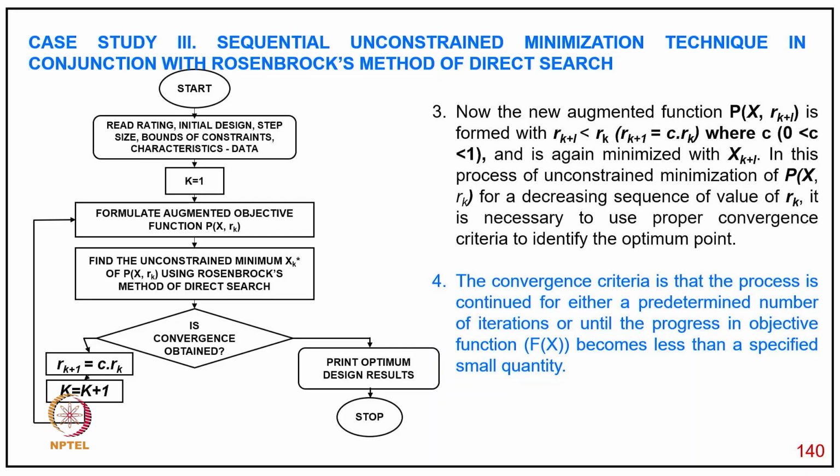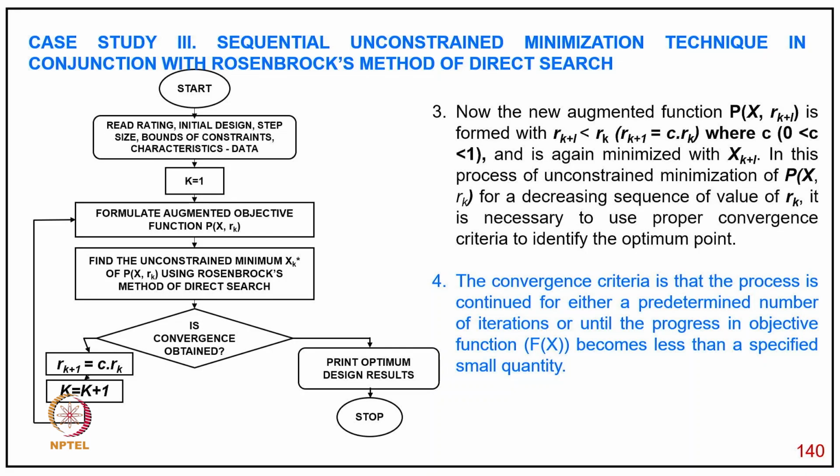So now the augmented objective function is formed with a modified penalty factor R(k+1) equal to C times Rk, where C is between 0 and 1, and again minimized with k plus 1. In this process, the unconstrained minimization is repeated while decreasing the value of Rk, so it is necessary to propose convergence criteria to identify the optimum of the problem.